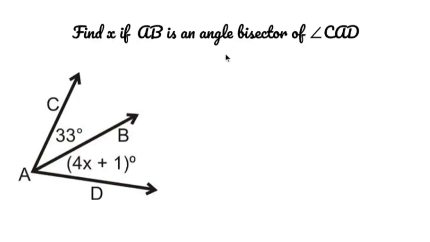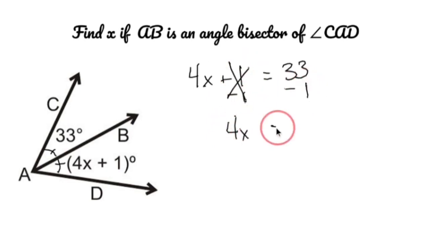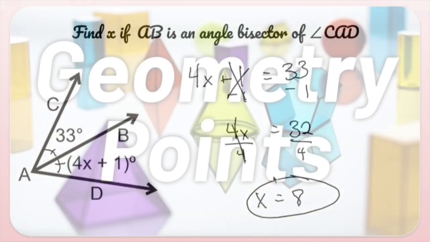Find x if AB is an angle bisector. All right, if AB is an angle bisector, that means these two angles are congruent, so I can set them up equal to each other. So I don't need the parentheses. 4x plus 1, this angle right here, is going to equal 33, that angle right there. So it's a two-step equation. Subtract 1 from both sides, drop down the 4x, 4x equals 32. Divide 4 from both sides, x equals 8, and I'm done.